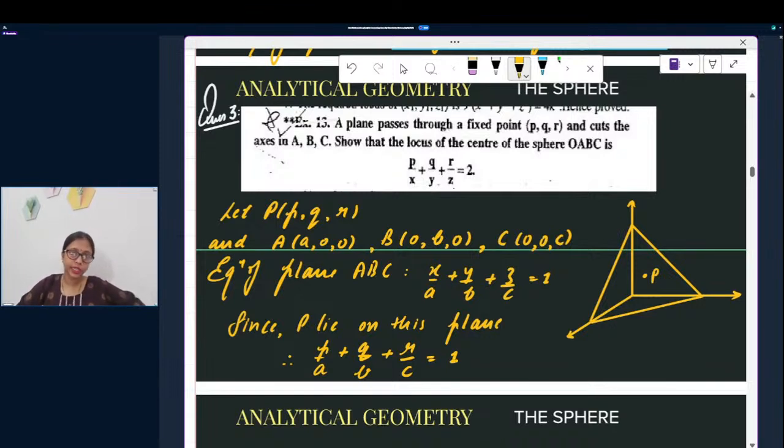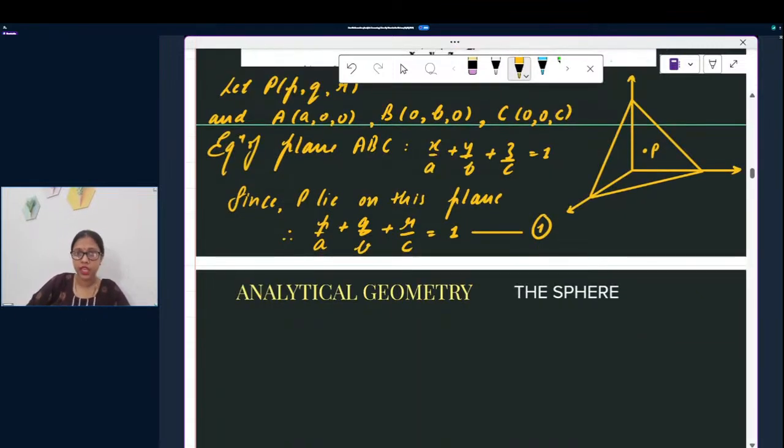What do we have to find? Till here, whatever information I could have written, I have written. P was a point, ABC I have taken, so they are talking about a plane, so I have the equation of the plane. They are also saying that PQR lies on this, so I have one condition here, right? Now let's move ahead. They're asking about the locus of the center of the sphere OABC. So let's find first of all OABC. What is OABC?